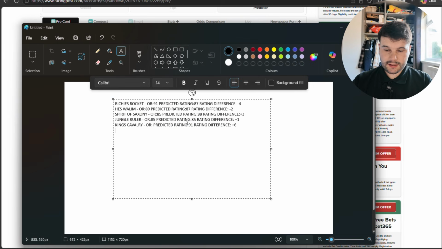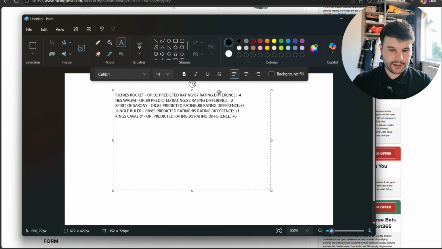Using these ratings then, guys, like I say, what we've got on our little spreadsheet, paint document, whatever you want to call it, we can see that King's Cavalry, in my opinion, or Racing Post opinions I should say, he's got the most potential to run the most above his current handicap rating.